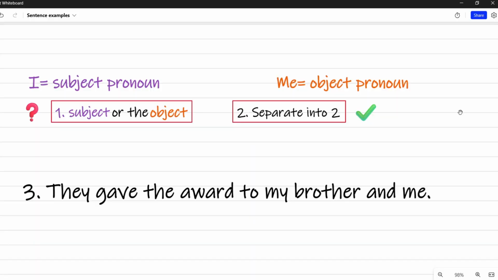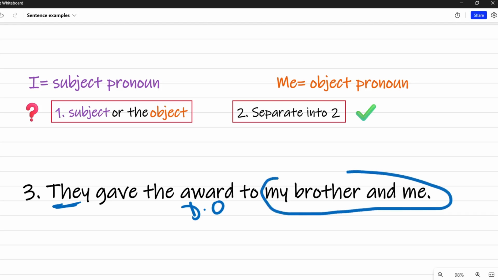Item number 3, "They gave the award to my brother and me." Is me the subject or the object in this sentence? They is the subject. They are the ones giving the award. This sentence actually has 2 objects. It has a direct object and it has a compound indirect object. Okay, but it's still an object. So right away we know that it should have the object pronoun, which it does.